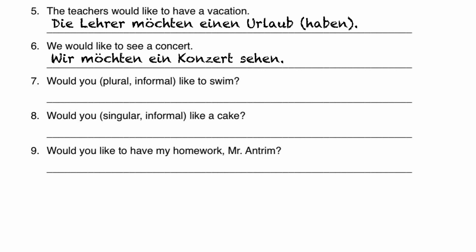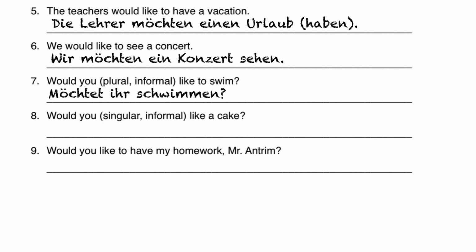Nummer 7. Would you, plural informal, in other words the ihr form, like to swim? Möchtet ihr schwimmen? Would you like to swim? You could also say möchtet ihr baden gehen? Would you like to swim? As in like a leisure time activity as opposed to schwimmen, which is generally speaking going to be the activity of like a sport or something like that.